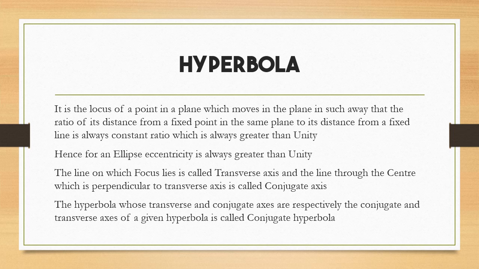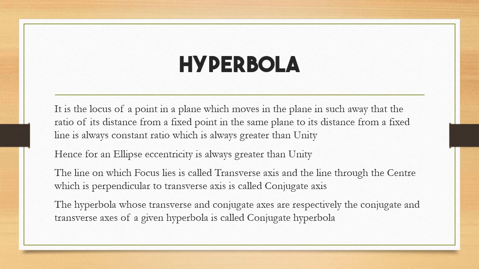So this is very important: for a hyperbola, the eccentricity is always greater than unity. The line on which the focus or foci lie is called the transverse axis, and the line through the center which is perpendicular to the transverse axis is called the conjugate axis. The major difference between ellipse and hyperbola is that there we utter the words major and minor axis, but here we utter transverse axis and conjugate axis. In the case of an ellipse, if the foci lie on the x-axis, then the x-axis is major and the y-axis is minor. But in the case of a hyperbola, if the foci lie on the x-axis, it is called the transverse axis, and the y-axis is called the conjugate axis.